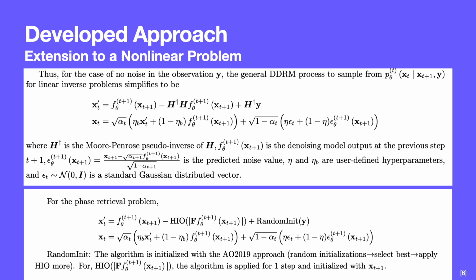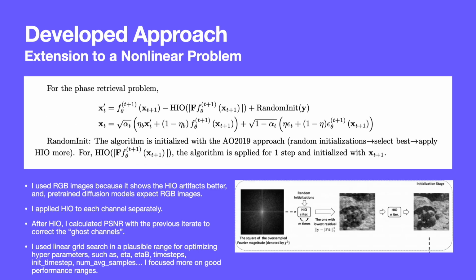With this, my developed algorithm is given like this. Note that the pseudo-inverse of H times y is replaced with a random initialization procedure from another paper, Çağatay Işıl's paper. It runs the HIO algorithm for many random initializations for a small number of steps. Then it picks the best one, and it runs HIO for many steps for that particular one.